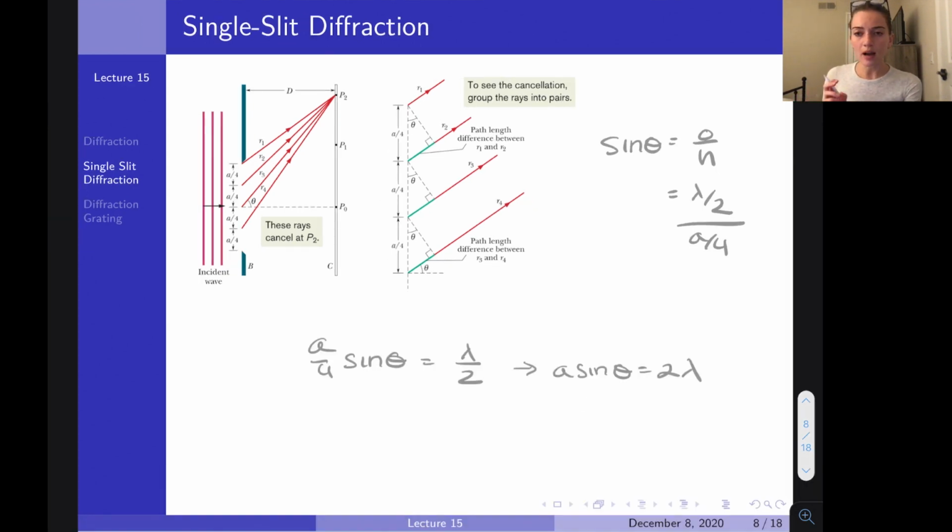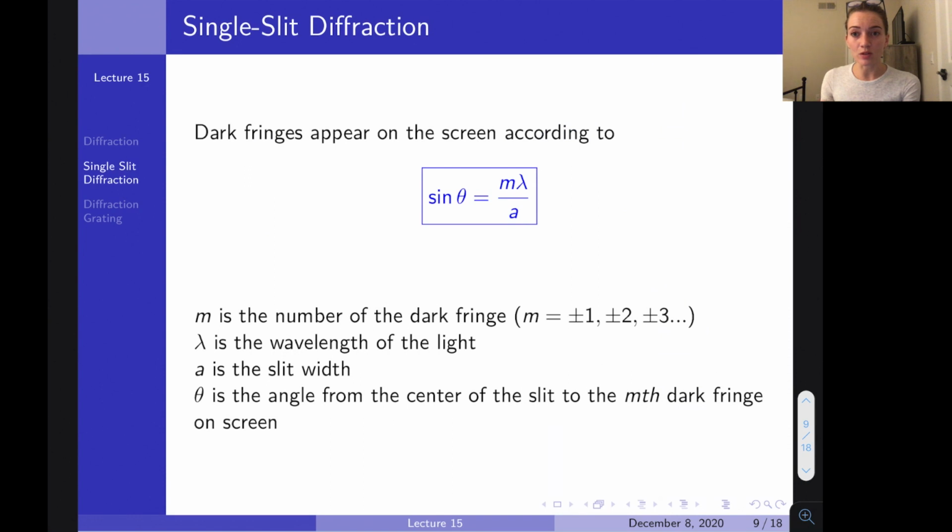And now again, I wouldn't worry too much about the derivation of these, because like I said, you have to technically use Huygens principle, which is just really not worth the effort. So this formula is what you should focus on. So this gives us the dark fringes. I'm going to show you a picture in a second.